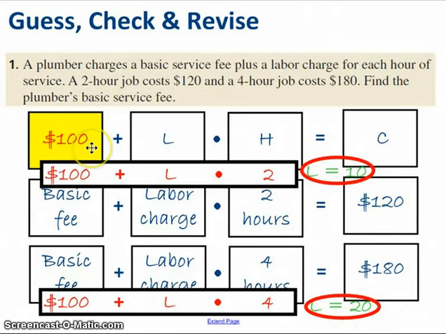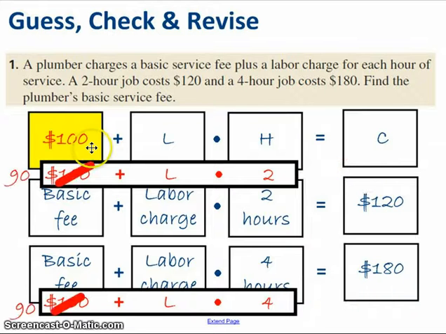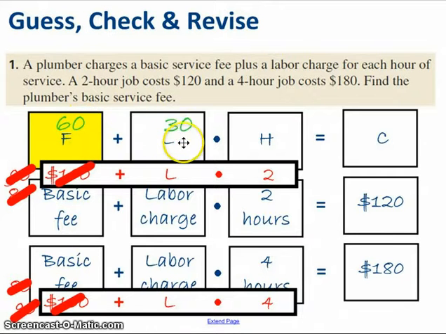So I try something different. Instead of 100, I try 90. Now we talked about this in class. When we tried 90, we still did not get matching values for L. It didn't even work when we tried 80. And we tried several different iterations before we finally figured out that 60 is the value. If 60 is put in here, we'll find that the labor charge is always 30. The labor charge should always match. And 60 plus 30 times the hours we work will equal the cost.